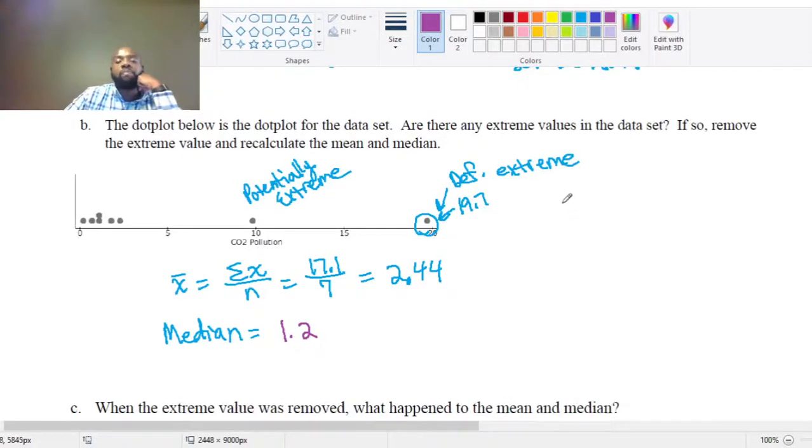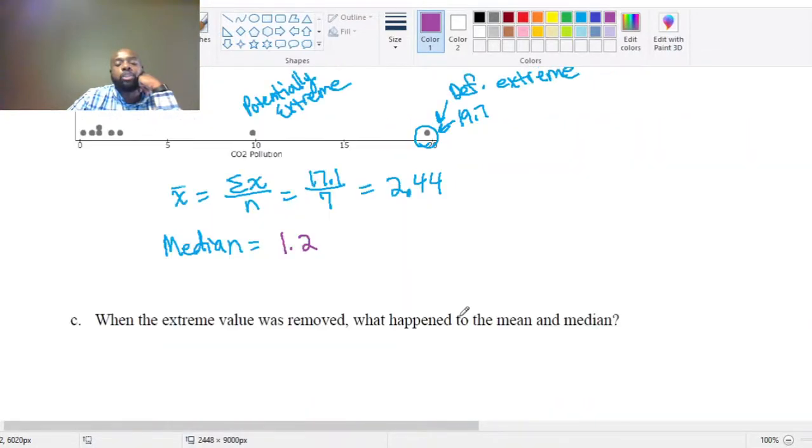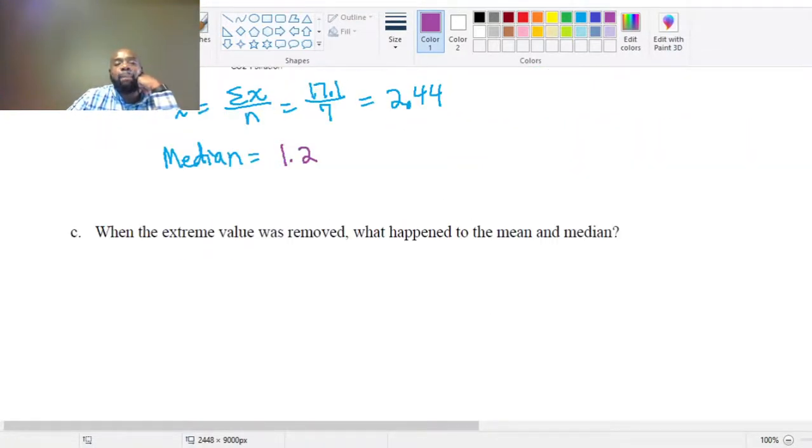So with the extreme values in my data set, I had a mean of 4.6 and a median of 1.5. And now my mean has dropped tremendously down to 2.44. And then my median is 1.2. And so what has happened? It says when the extreme value removed, what happened to the mean and the median? I'm going to type this.